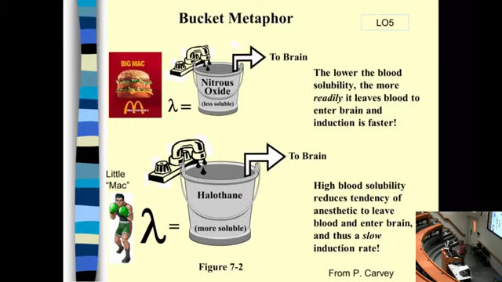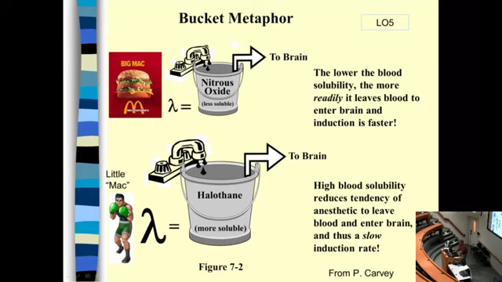There's another way of looking at this, and this is a bucket metaphor. This is the way it was taught to me. If you've got a big MAC, you've got a small lambda, and the bucket is actually much smaller. So the lower the blood solubility, the more readily it leaves the blood, enters the brain, and the induction process is faster. The amount of time it takes to fill this bucket is relatively small compared to this. This is why we can use nitrous oxide to induce anesthesia, because the bucket fills up very quickly and goes to the brain.